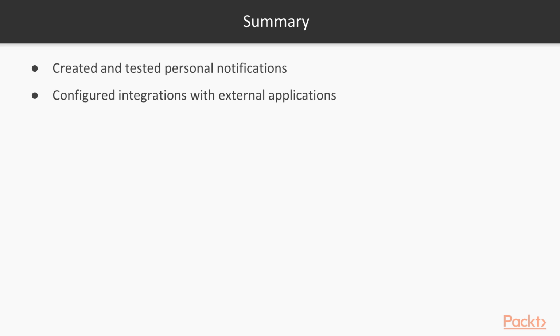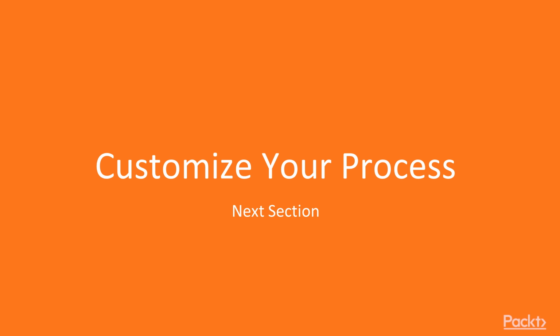Section summary. As you've seen, we've gone through and looked at creating and testing personal notifications in Visual Studio Team Services, and looked at REST APIs and how you can get tokens to connect to microservices. And then we've gone through and looked at configuring integrations with Slack and also external applications such as Visual Studio Team Services 2017. In the next section, we're going to show you how to customize your process template.